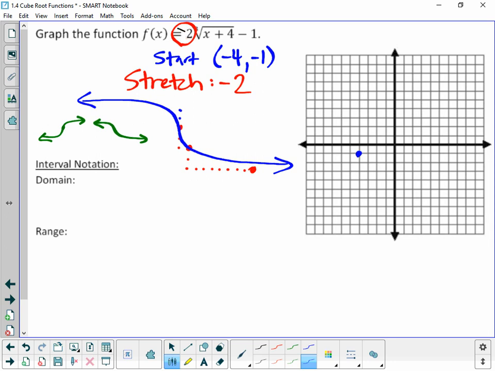So stretch -2, starting at this point here, we're going to go down 2 over 1, down 2 over 7. And then from that same inflection point, up 2, back 1, up 2, back 7. So something like this. Domain and range of this are, of course, for all cube roots, going to be all real numbers. So that's it for today.